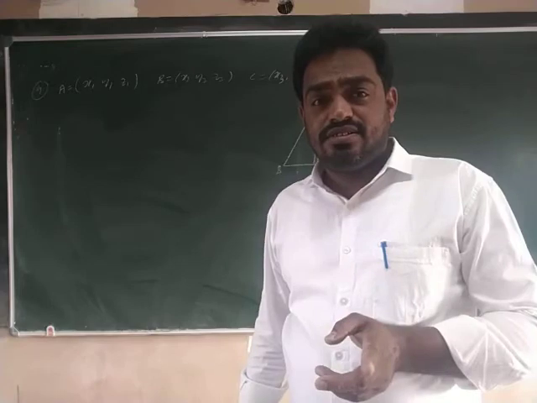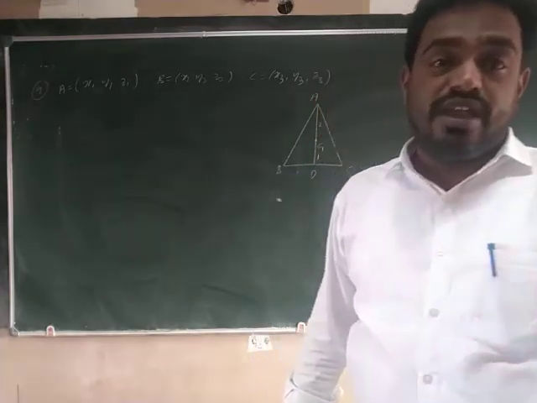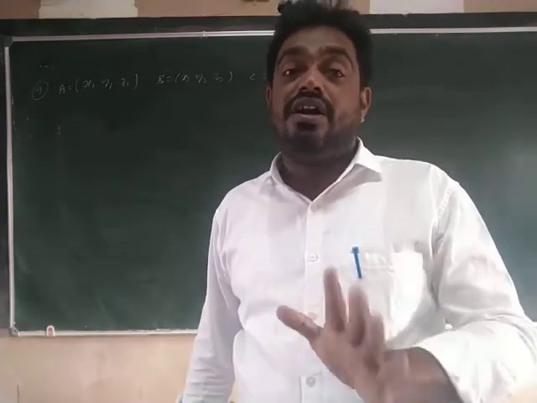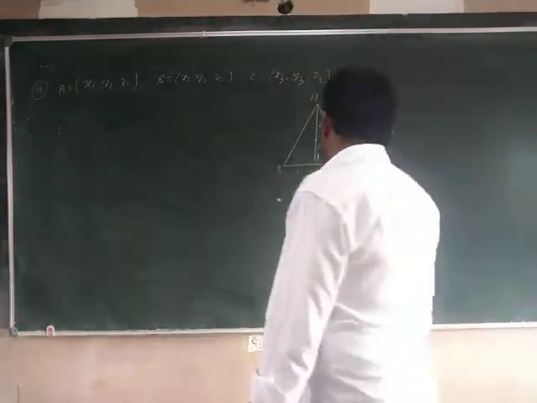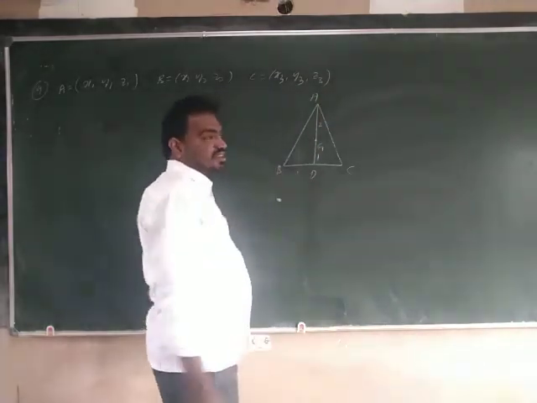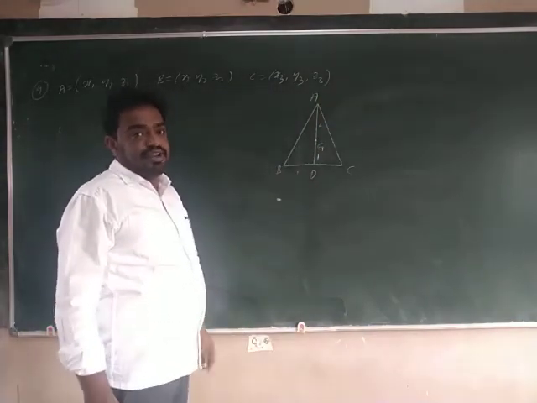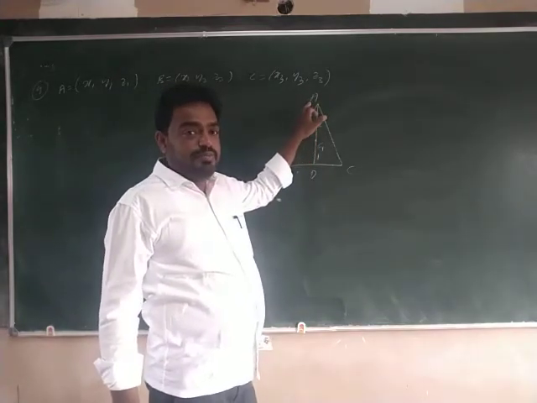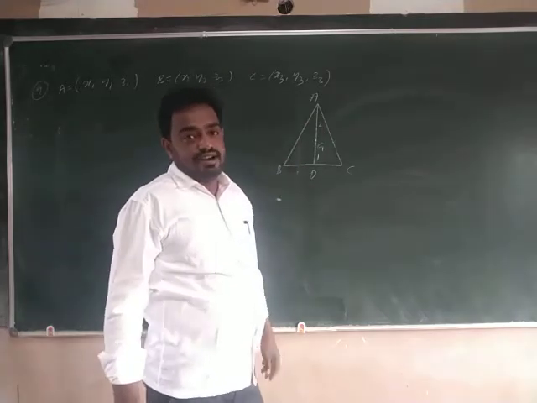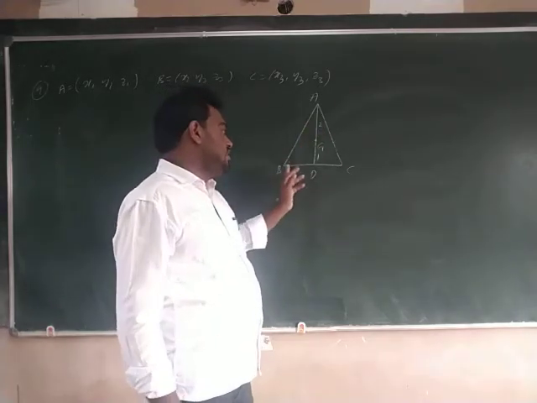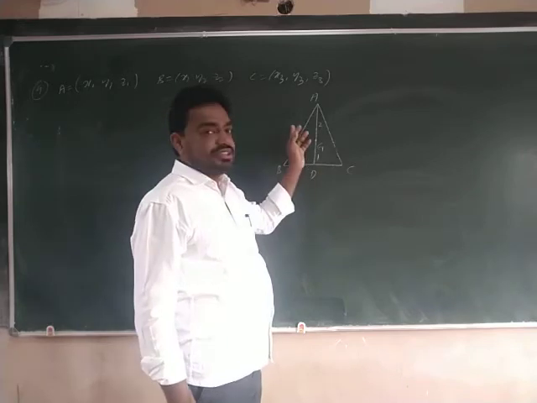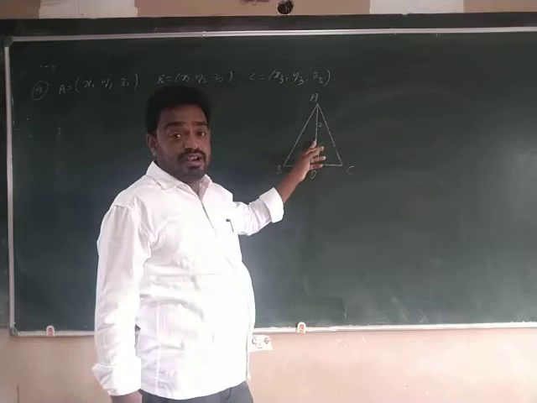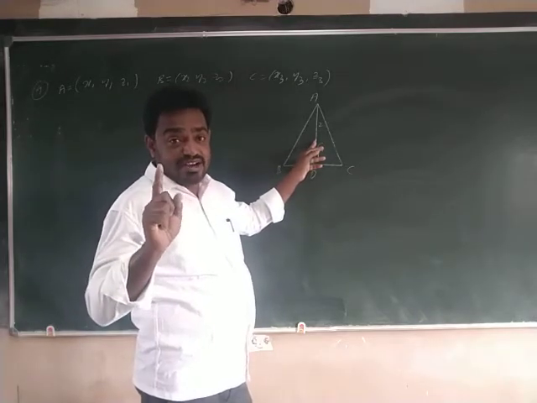Concurrency point means two or more lines passing through the same point. That point is called the point of concurrency. Here AD is one of the medians. What is the definition of a median? A line segment joining any vertex to the midpoint of the opposite side is called a median. So AD is one median, BE is another median, and CF is another median. These medians all intersect at one point. That point is called the centroid.